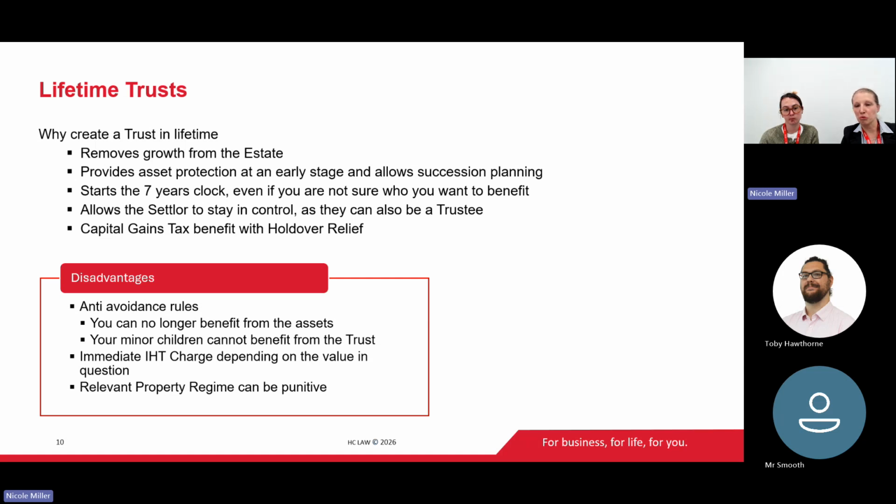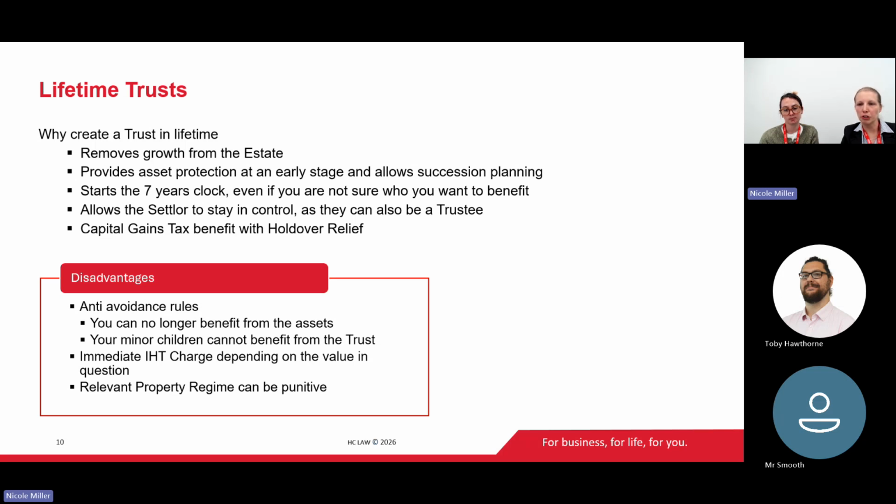So if you've got an asset, whether it's investments, a business share, or land that's going to get development potential, you transfer the asset at the low value into the trust now, and then any increase in that value is not inside your estate going forward. Really good asset protection for the reasons we've spoken about before, and allows succession planning at an early stage. And it starts that 7-year clock.